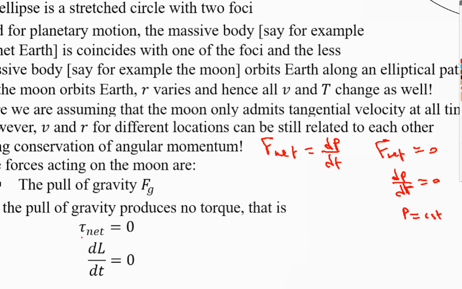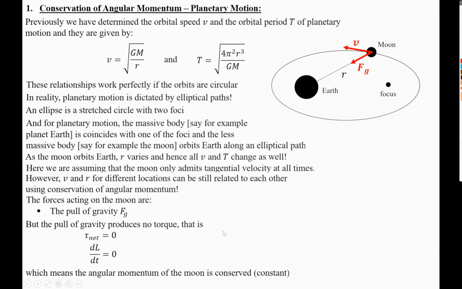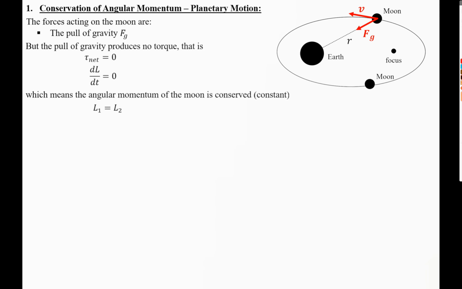Now here, similarly, because the only force acting is the pull of gravity, and it produces no torque, the net torque is equal to 0. And for rotational motion, net torque is related to the derivative of the angular momentum. Then dL by dt is equal to 0, which means the angular momentum of our system, the mass in motion, which is the Moon, is conserved. It is constant, which means initial angular momentum is equal to final angular momentum, so I1 omega 1 is equal to I2 omega 2.